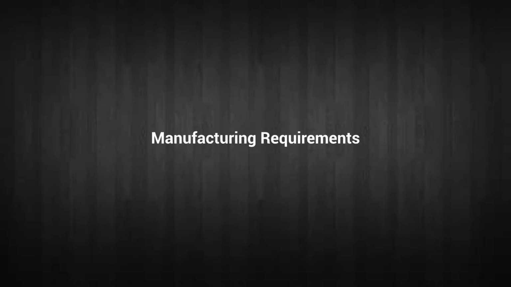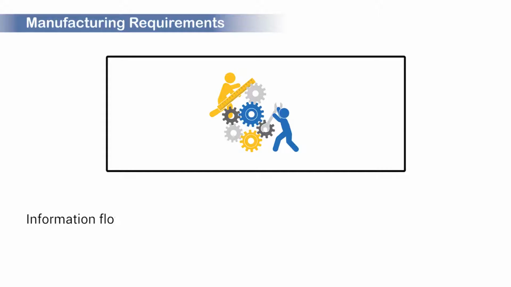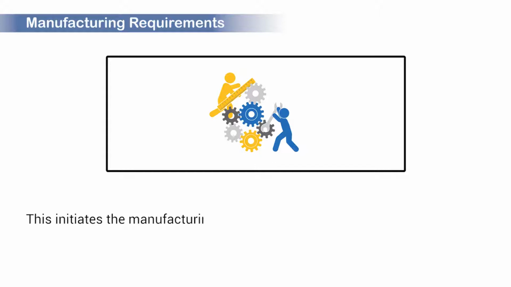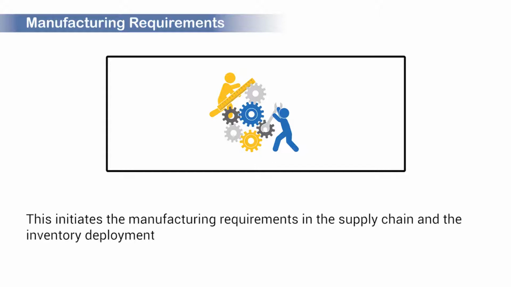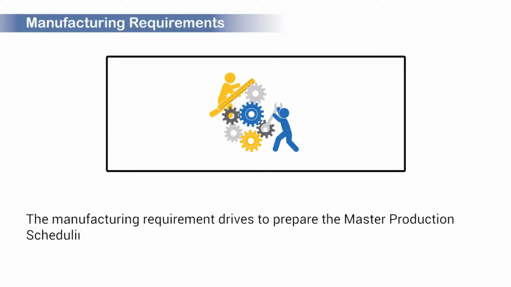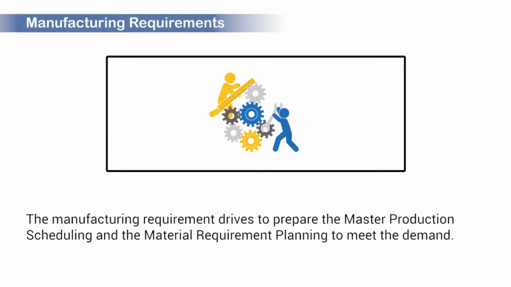Manufacturing requirements. Information flow helps to determine the need for goods and services across the supply chain to meet their requirement. This initiates the manufacturing requirements in the supply chain and the inventory deployment across the supply chain. The manufacturing requirement drives to prepare the master production scheduling and the material requirement planning to meet the demand.